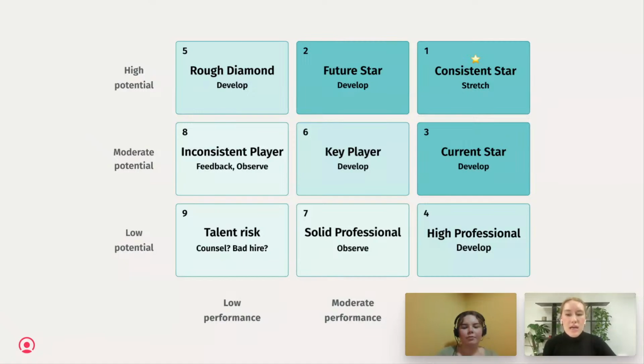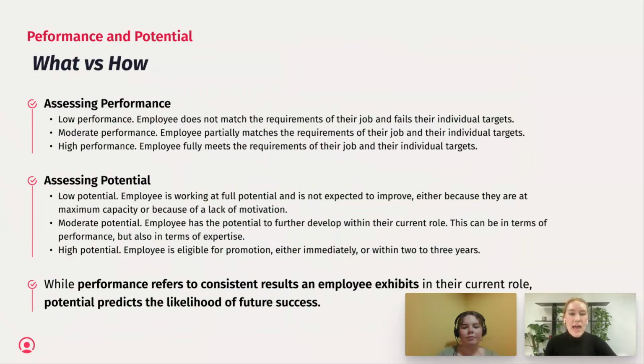So let's continue on and take a look at how we can assess performance and potential. Here you can see a general way to understand what those two mean, because sometimes it's difficult to define both of those. A really great way to define these is what versus how. So you'll see at the bottom it says performance refers to consistent results an employee exhibits, and then potential predicts the likelihood of future success.